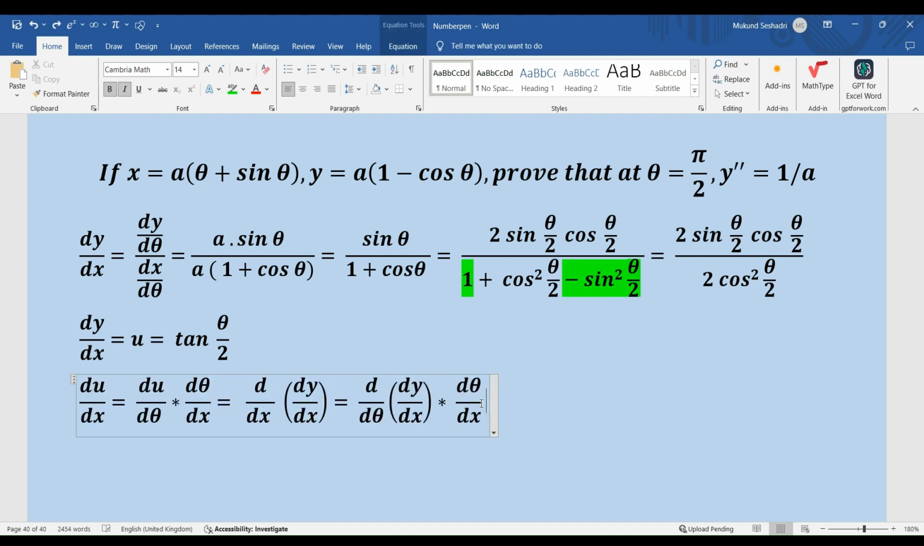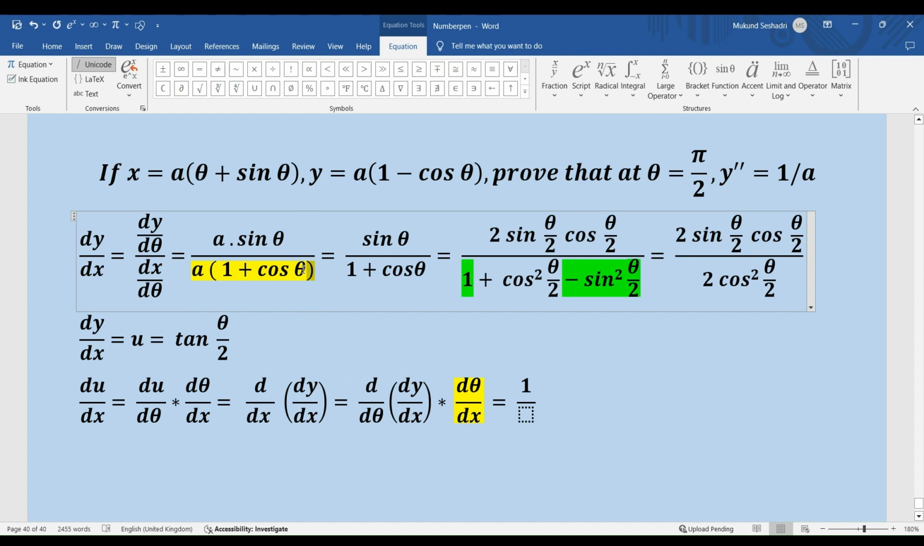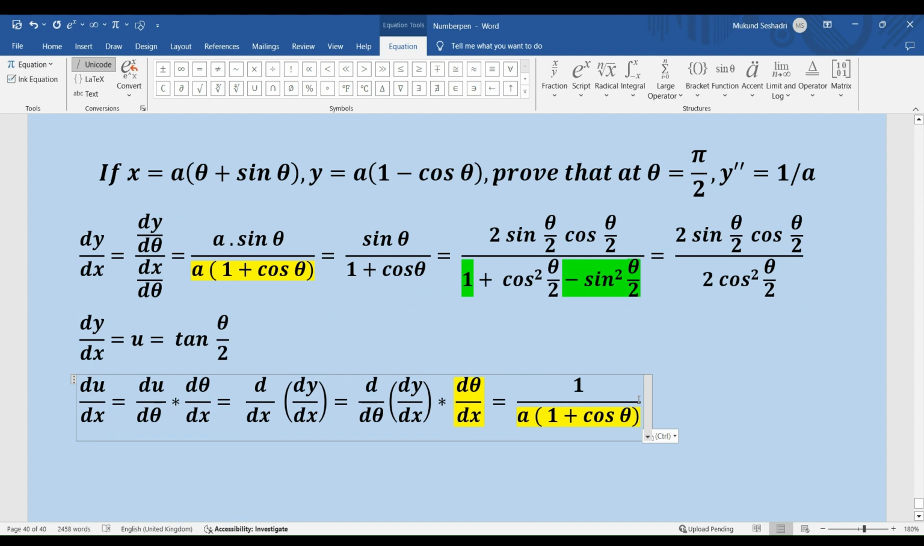So I know that I have an answer to one part already, and which is that part? My d theta by dx, let me highlight it in yellow, is something which I worked out here, right? And the only difference is I worked out dx by d theta. So my d theta by dx is nothing but 1 divided by a times 1 plus cos theta, right? So there I have one part of the problem already worked out for me. Into, now I come to this part of the expression.